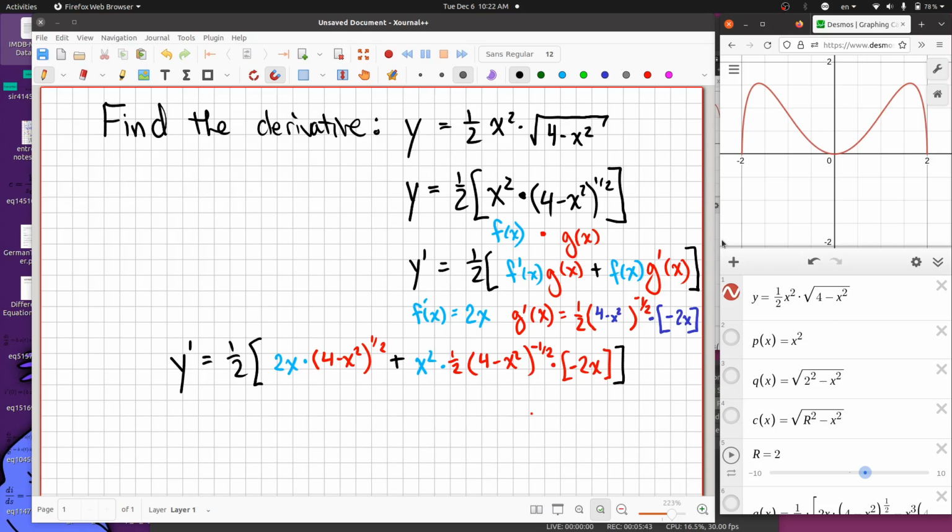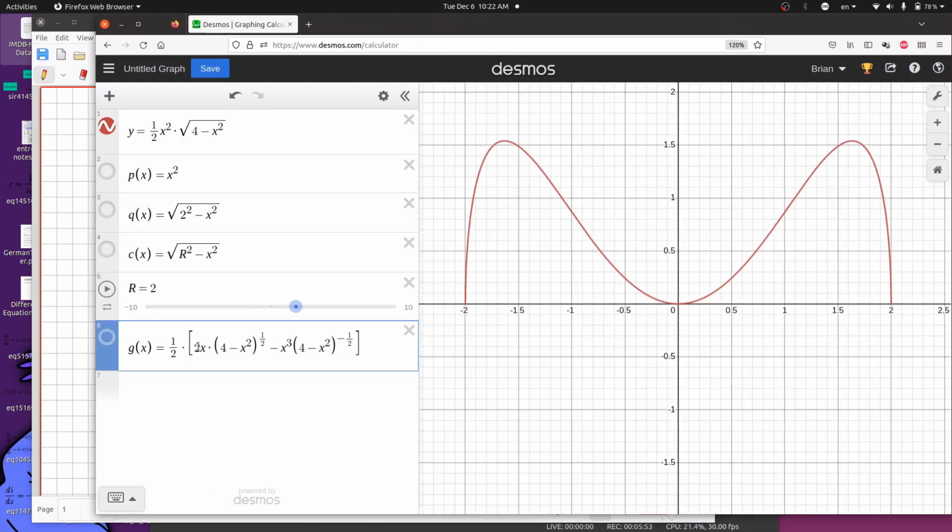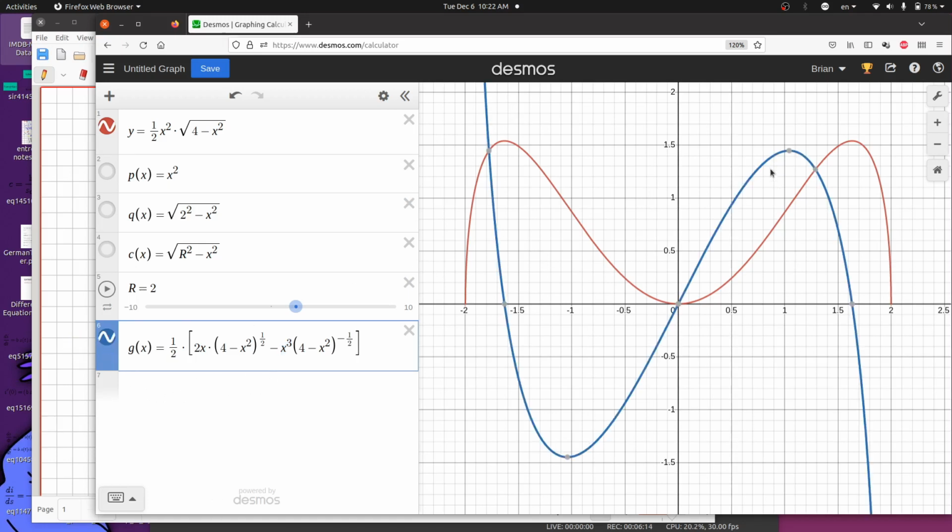Simplifying that a bit algebraically, we can see the derivative here in Desmos. We have 1/2 out front, 2x times 4 minus x squared to the 1/2, minus x cubed, 4 minus x squared to the minus 1/2. Notice that these leading powers of x are odd powers now. We have a mirror symmetry here, an even function symmetry for our initial function, and we have odd symmetry, so f of x equals minus f of minus x for this derivative function. And it has exactly the features we described in the beginning.